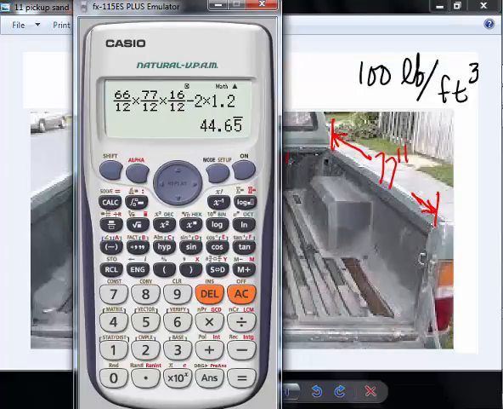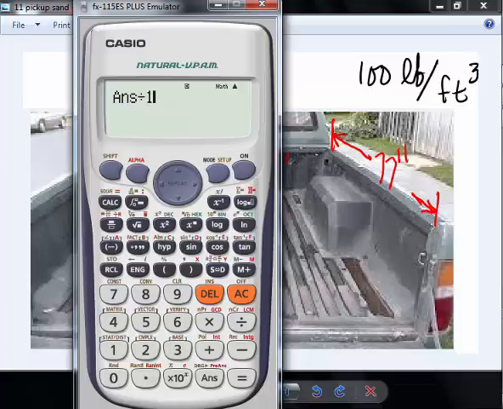Since each cubic foot can hold 100 pounds of sand, times 100 means that our truck would hold 4,466 pounds, and my truck doesn't. I got sand one time. My truck is only 1,500 pounds.